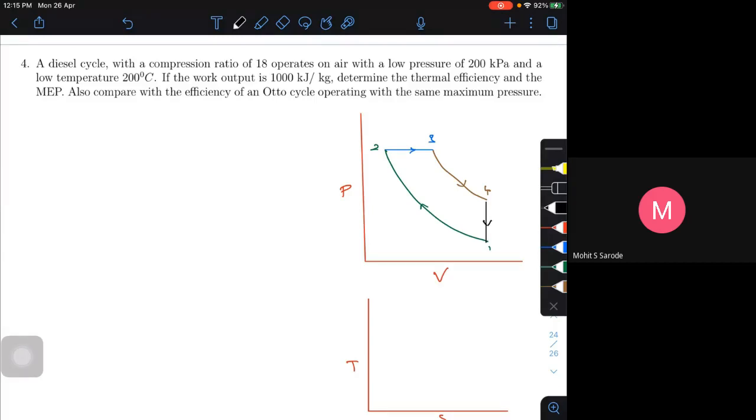Similarly, on a TS diagram, I can represent it something like this. So 1 to 2 is a vertical line. Then 2 to 3, it's a constant pressure heat addition. It will go like this. Then 3 to 4, it's isentropic expansion, a vertical line. Then from 4 to 1, it is constant volume heat rejection process. So this is your PV and TS diagram.